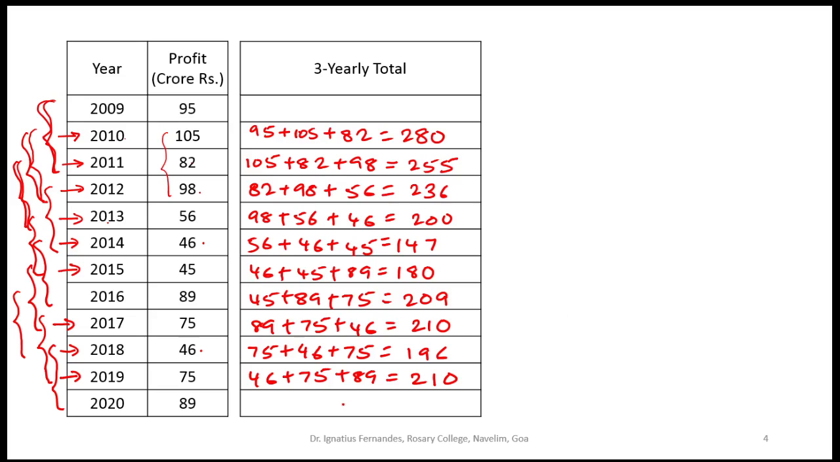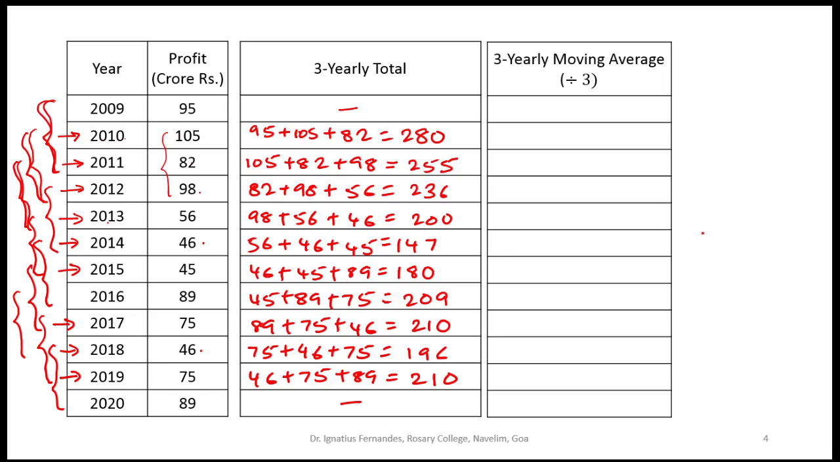Okay, you will see that the last year and the first year there are no values against it. That's because we take 3 years, and whatever is the value that we get, we write it against the middle year. So we start from 2010 here. Okay, so we found out the total. What we want is a 3 yearly moving average. So what we'll do is, you'll divide each of these totals by 3, because these are sets of 3 years that we are considering.